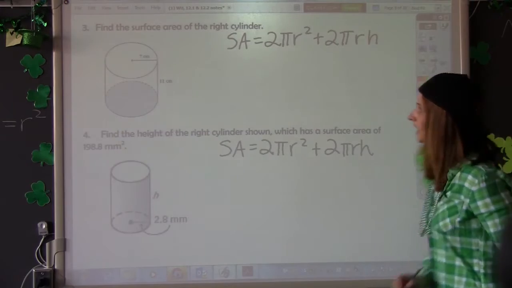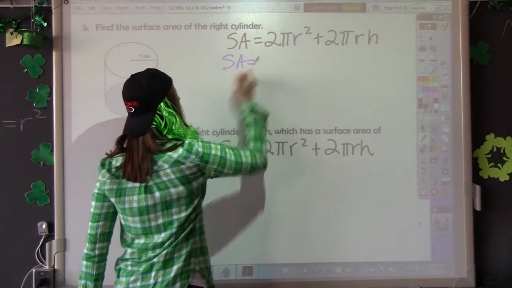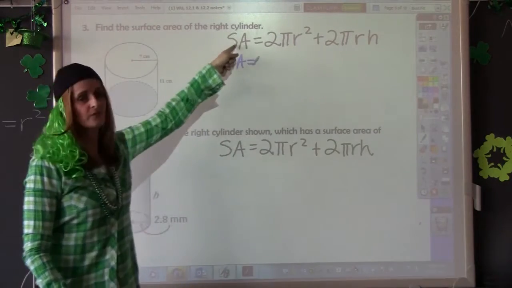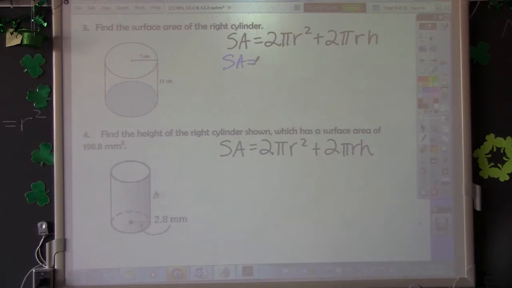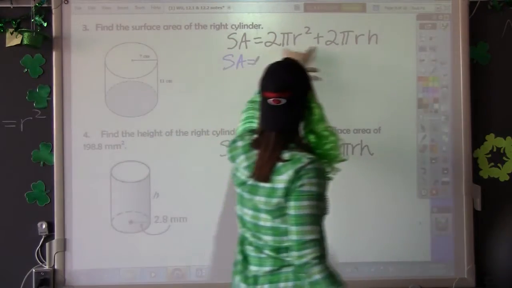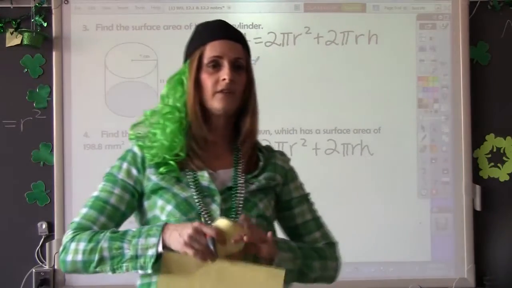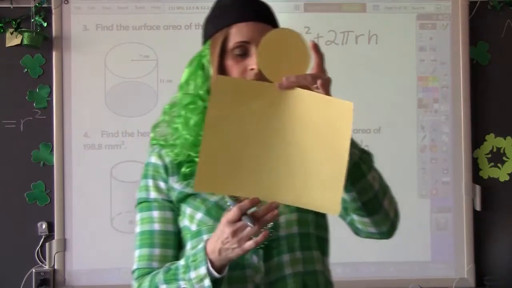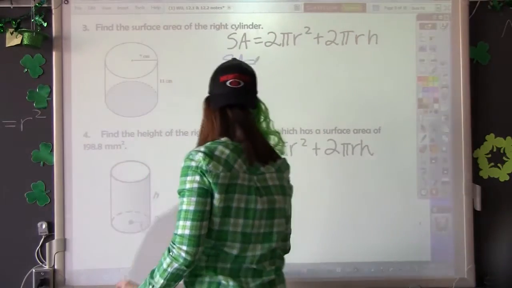All right, find the surface area of the right cylinder. All right, let's talk about this formula. We've got two different terms here, okay? 2 pi r squared. Do you guys know how to find the area of a circle? Okay, let's say we don't remember.